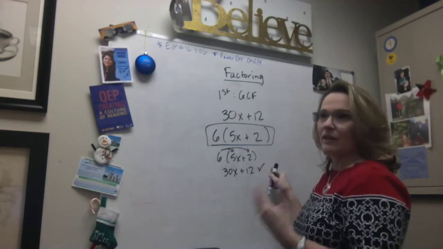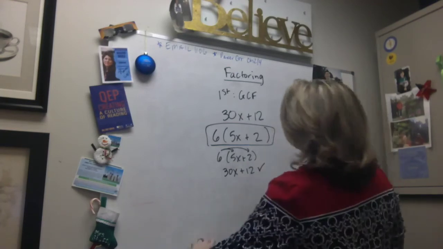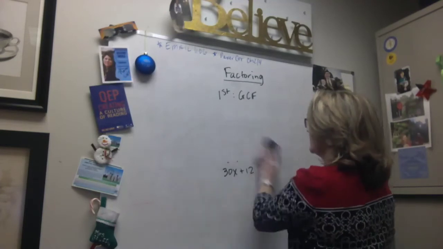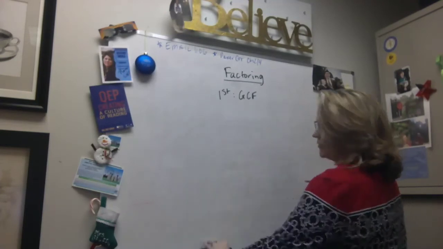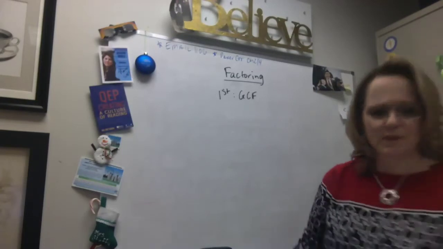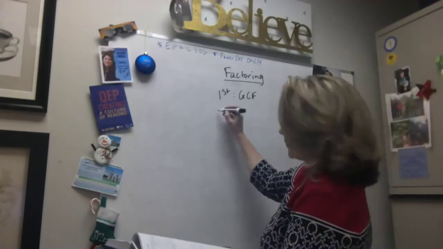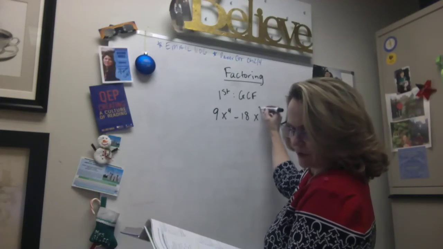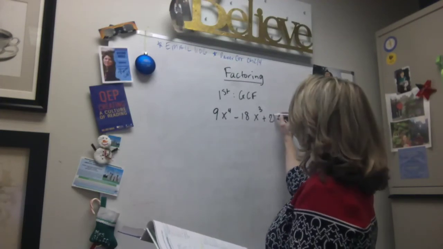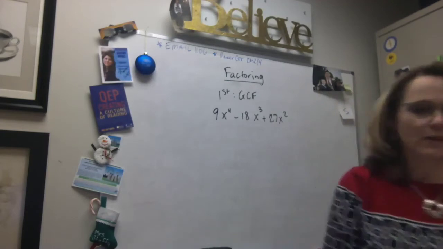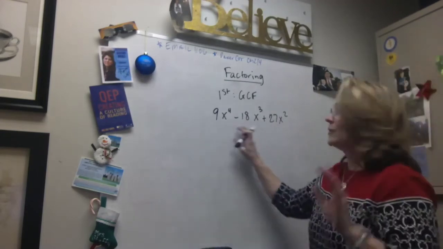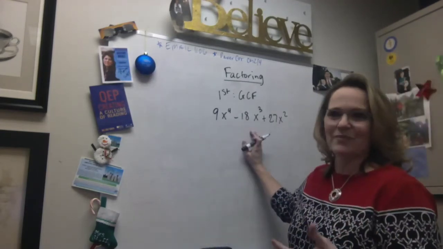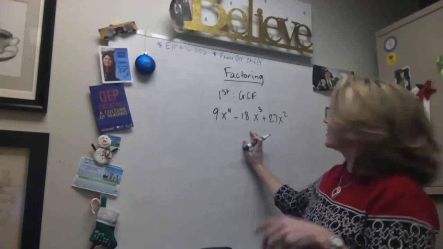Now, sometimes you'll have not just a coefficient that's common, sometimes you'll have coefficients and also variables. So let me pull up this one that I thought was a good example for you. I've got 9x to the 4th minus 18x cubed plus 27x squared. So on this one, I could pull out a 3, but don't do that because you want the bigger common factor. And you can see that 9 exists in each of these.